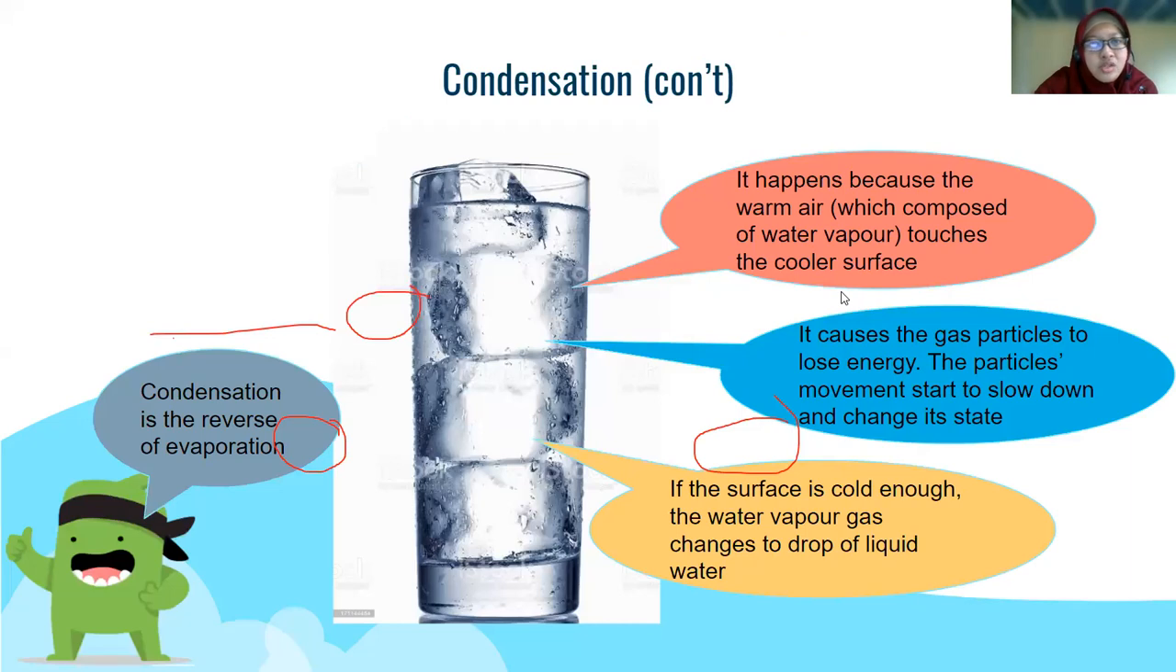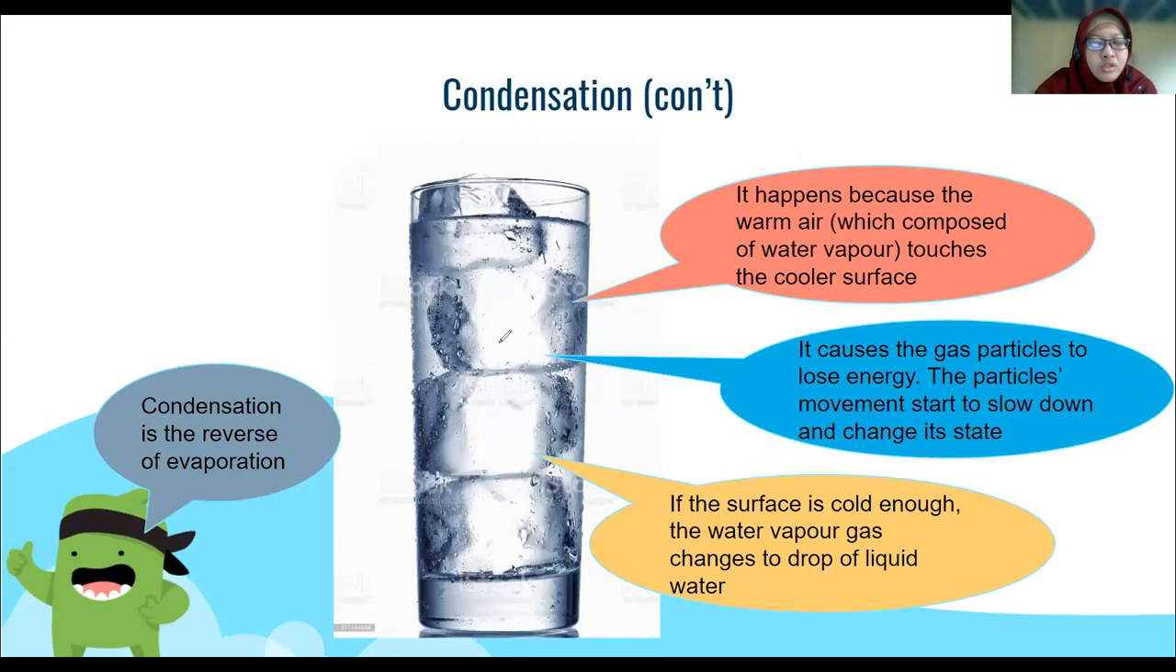Okay, how do you prove condensation does exist? I'm sure that you have done this. You might be wondering why there are water drops on the surface of the glass. It's not because the glass has holes in it. It's because the water vapor in the air around the glass is lowered in temperature and the heat from this water vapor is taken away. So that's why it becomes water drops on the surface of the glass.